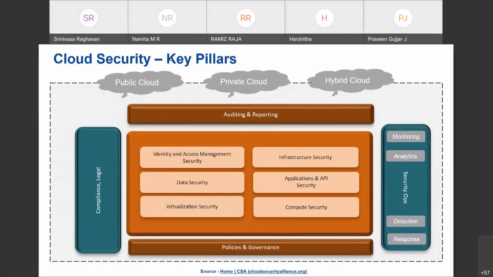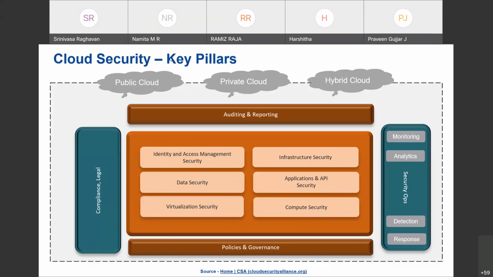Again, now coming back to cloud security, what are the key pillars or building blocks, irrespective of the cloud, public, private, or hybrid? Some of the fundamental building blocks: you have identity and access management, infrastructure security, and data security, which deals with protection of data. As I mentioned earlier, you have applications and API security also. And of course, we have all moved from bare metal to virtualization, so you bring in all the security that is essential for virtualization, and of course the compute.